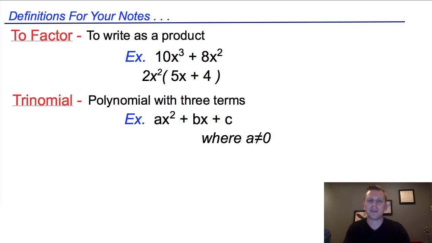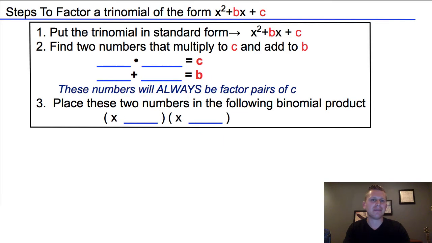Let's look at how you do this. I'm just going to give you the steps. Here are the steps to factor a trinomial of this form. Step 1 is put the trinomial in standard form, meaning if the bx term is first, something like this, I could take the bx term and put it here. I'd have to put it in standard form. Make sure that bx term is where it's supposed to be, right here in the middle. Step 2, find 2 numbers that multiply to c and add to b.